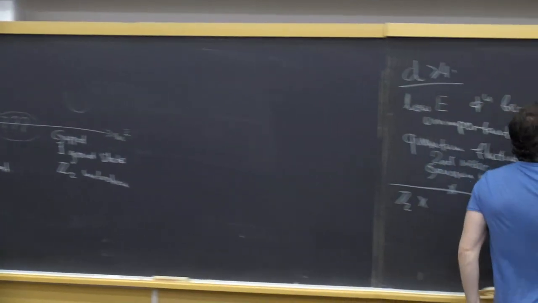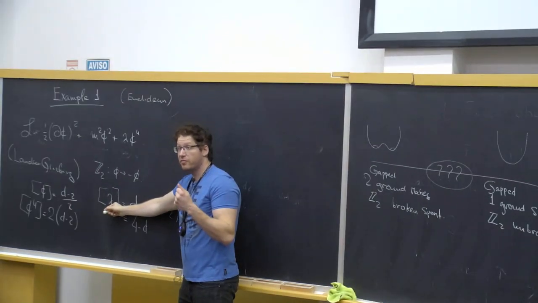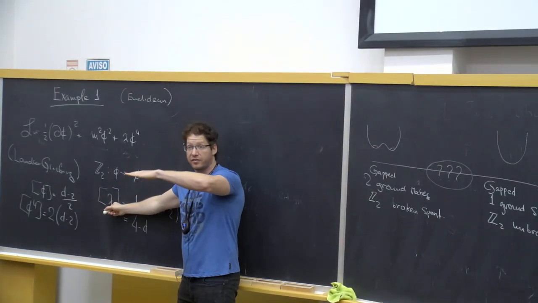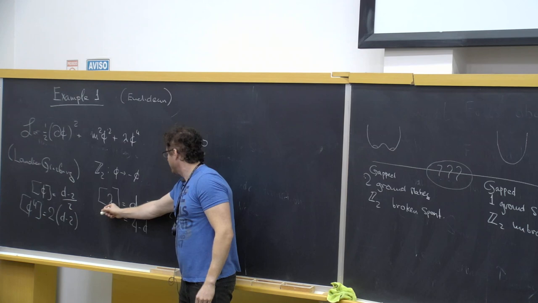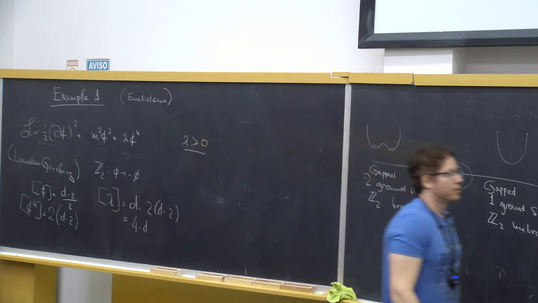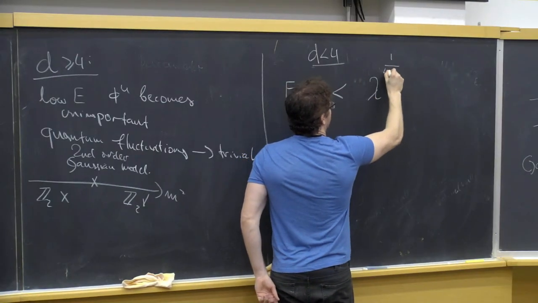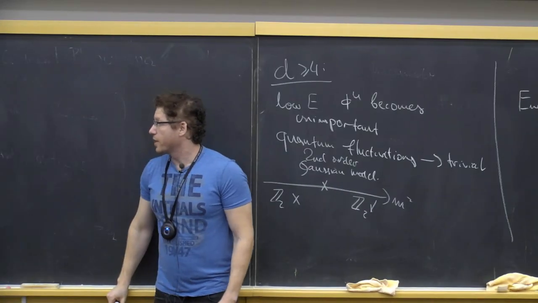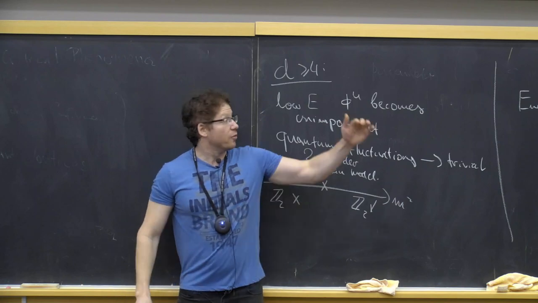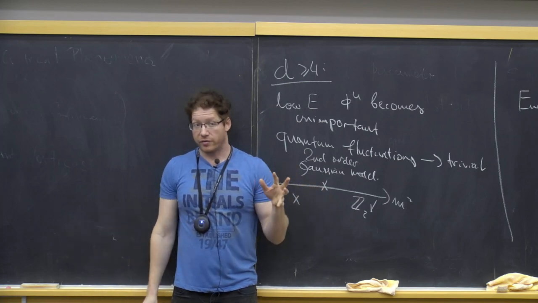If the energy is below the scale that is set by this interaction parameter, you see that this now has positive mass dimensions, and therefore it sets a certain scale below which the model is strongly interacting. This scale is just lambda to the appropriate power. We need to make something of dimensions of energy, so we take lambda to the power 1 over 4 minus d, which has dimensions of energy. So when the energies are below that, the model has strong quantum fluctuations.